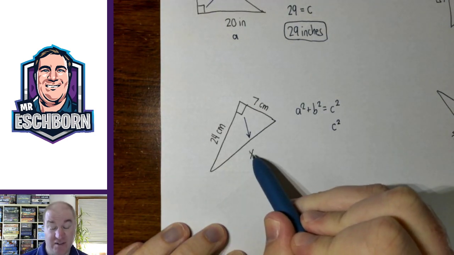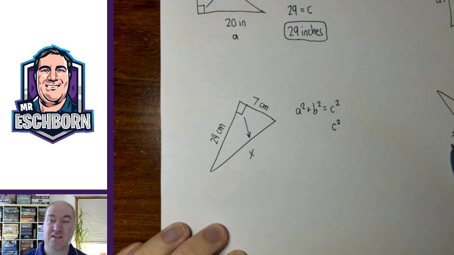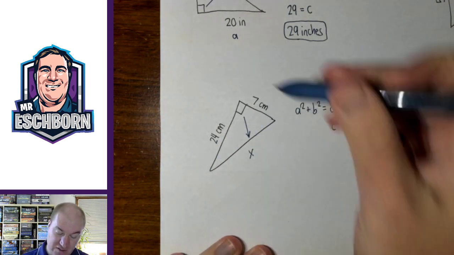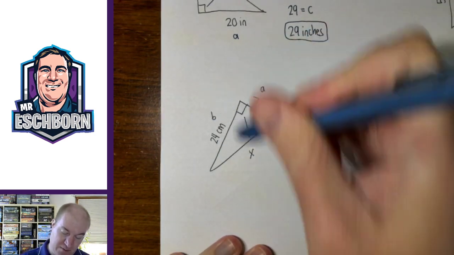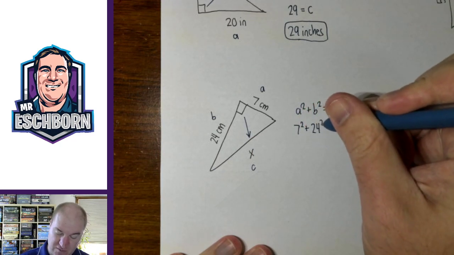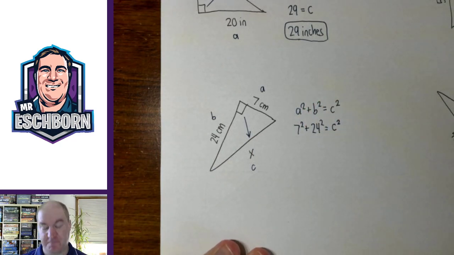You'll notice they labeled it as x. If you want to change the c to x, that's fine. It doesn't matter which letter you actually assign to it. 7 and 24, I'm going to say are a and b. So I'm going to do 7 squared plus 24 squared is equal to c squared.